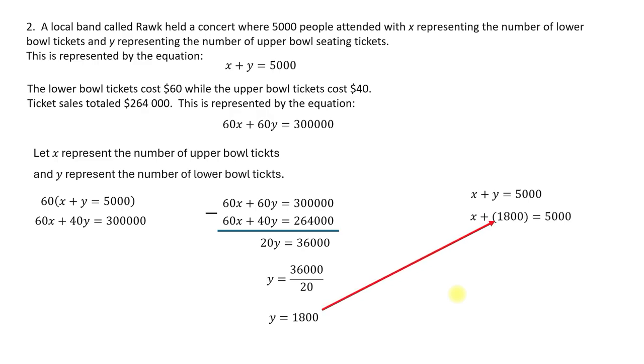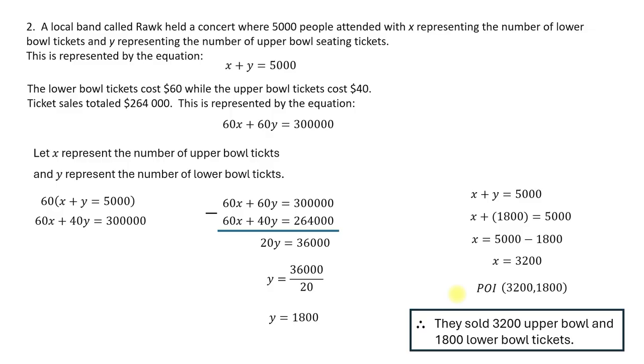So we'll plug in that 1,800 into the equation. Simplifying to x equals 5,000 minus 1,800. Further simplifying to a value of 3,200 for x. So x is 3,200. y is 1,800. Our solution, or point of intersection, is 3,200, 1,800. And our therefore statement should read they sold 3,200 upper bowl tickets and 1,800 lower bowl tickets.